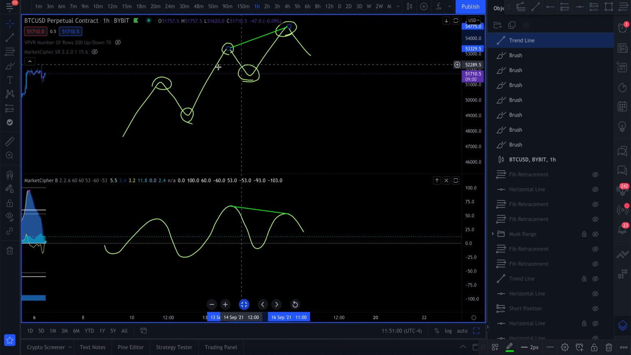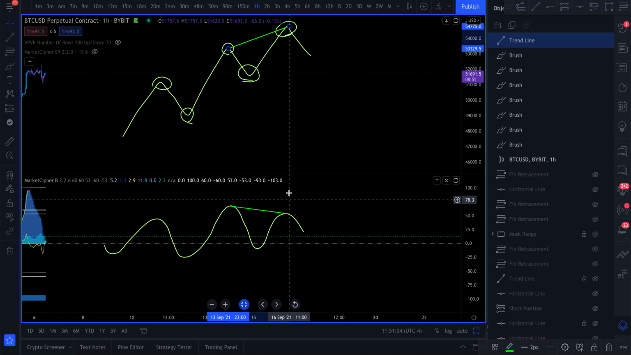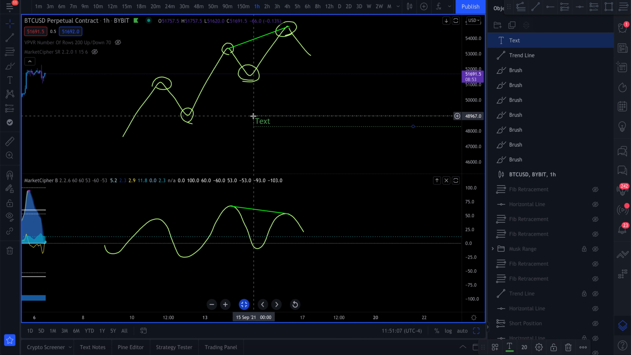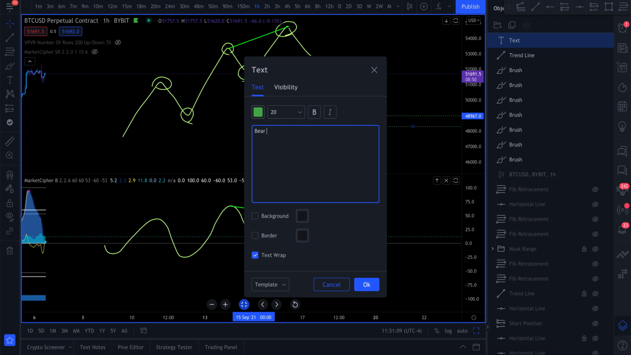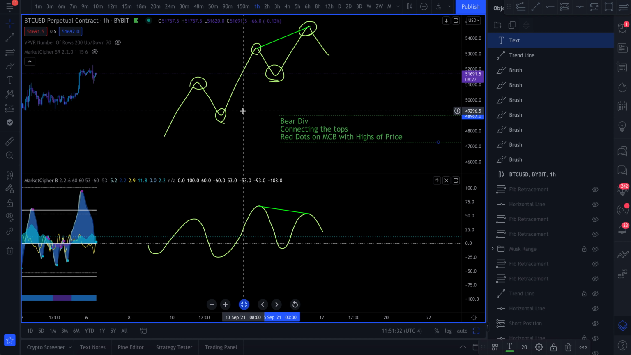Okay, if it's happening at the tops and you're connecting the tops of the price with the tops of the momentum waves, this is called a bearish divergence. So a bearish divergence is connecting the tops. Okay, we're connecting the red dots on Market Cipher B with the highs of the price. Okay, this is what identifies a bearish divergence. Okay, very important. And this is what we're going to look for.